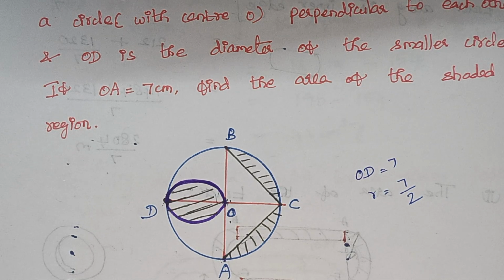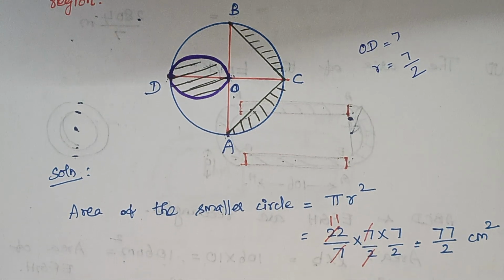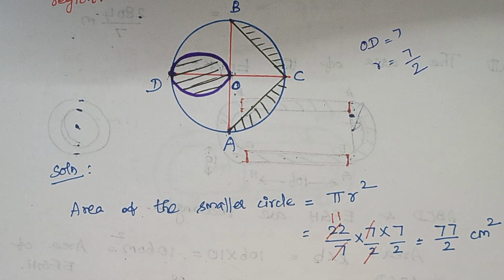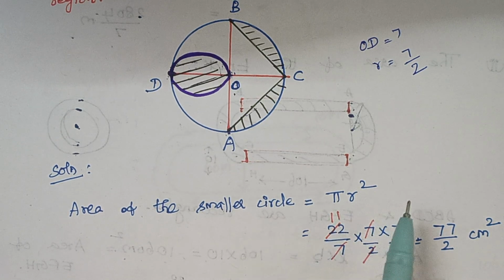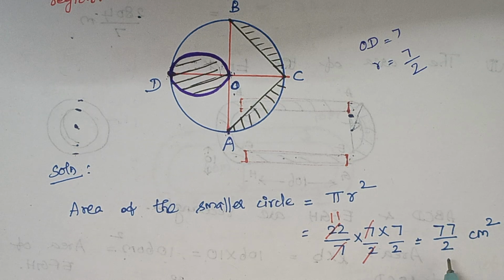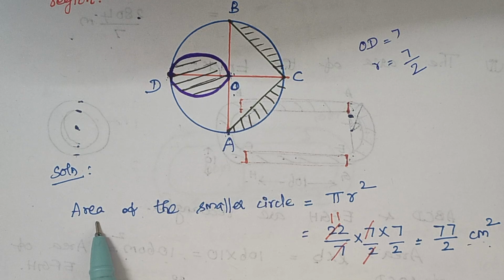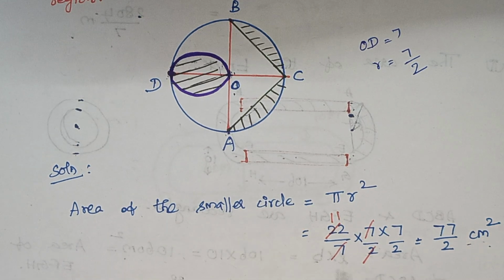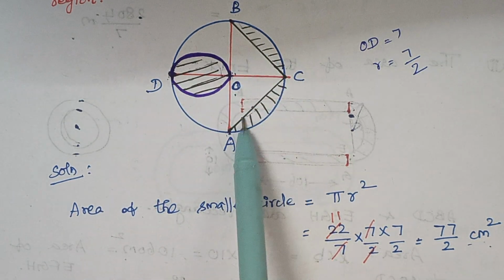As we know the radius, we can easily calculate the area of the circle. The area of the circle is given by pi r square. Here the value of pi is 22 by 7 and the value of r is 7 by 2. When you solve, finally we end up with the answer 77 by 2 centimeter square, because it is an area. Now we have to find this area.